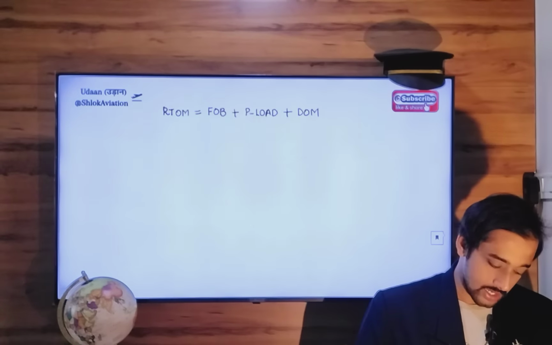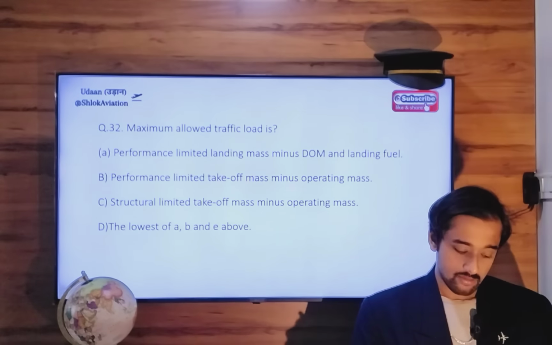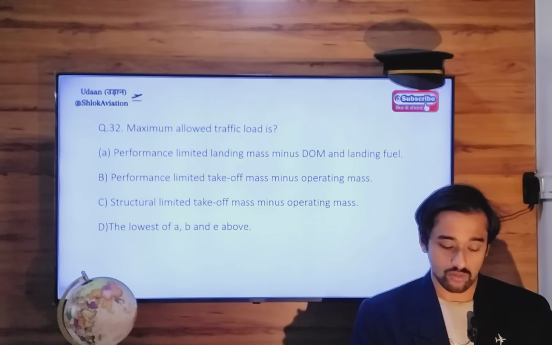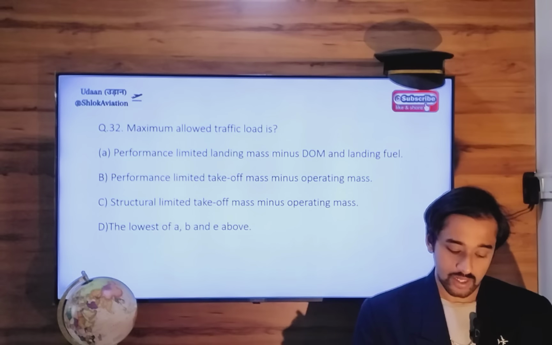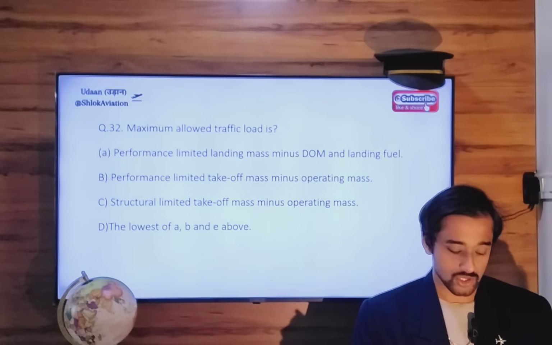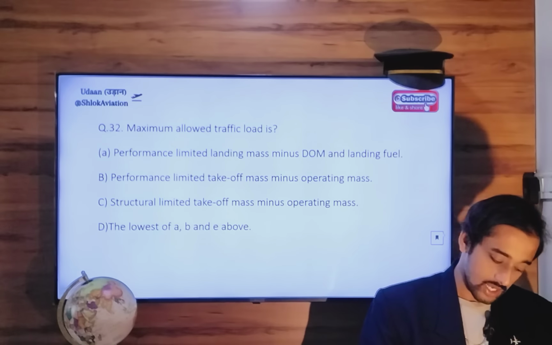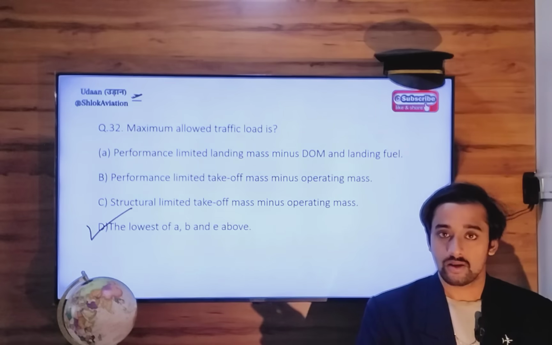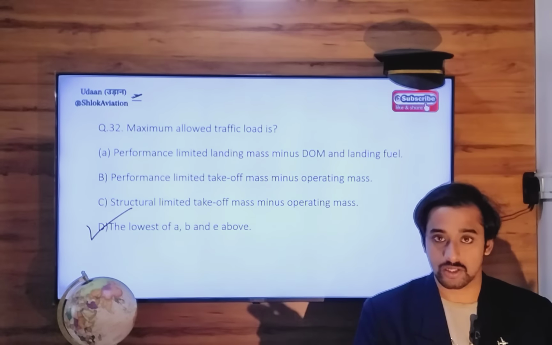Let's go to question 32. Maximum allowable traffic load is what? Performance limited landing mass minus dry operating mass and landing fuel. Performance limited takeoff mass minus operating mass. Structural limited takeoff mass minus operating mass. So the correct answer is option delta. Okay, the lowest value out of all these three possible options.